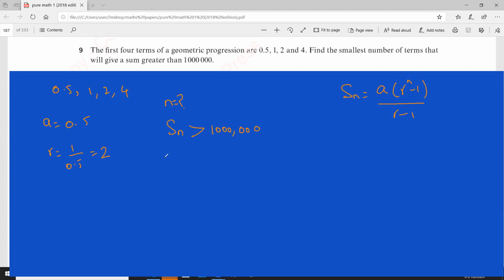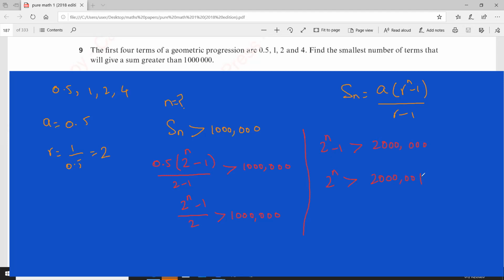So this Sn would be 0.5 into 2 raised to power n minus 1, over 2 minus 1, that is greater than a million. Okay, this 2 minus 1 is 1, and I'm writing 0.5 as half. So (2 raised to power n minus 1) over 2 is greater than a million. Now this 2 raised to power n minus 1 is greater than 2 million.